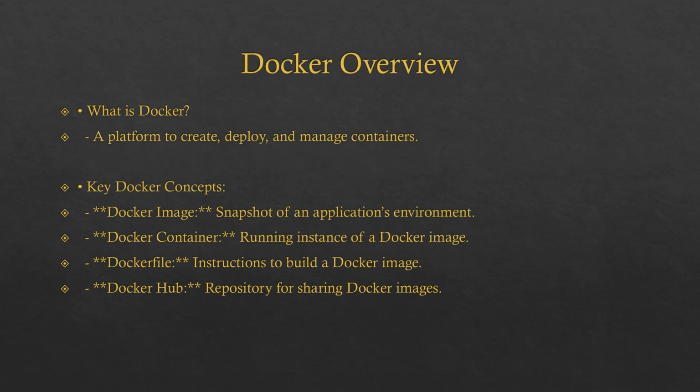Docker is one of the most popular containerization platforms. It simplifies the process of creating, deploying, and managing containers. A Docker image is a snapshot of an application and its environment, which can be used to create Docker containers. Docker images are built using a Dockerfile, which contains all the instructions for creating the image. Docker Hub is a repository where developers can share and pull Docker images for various applications.